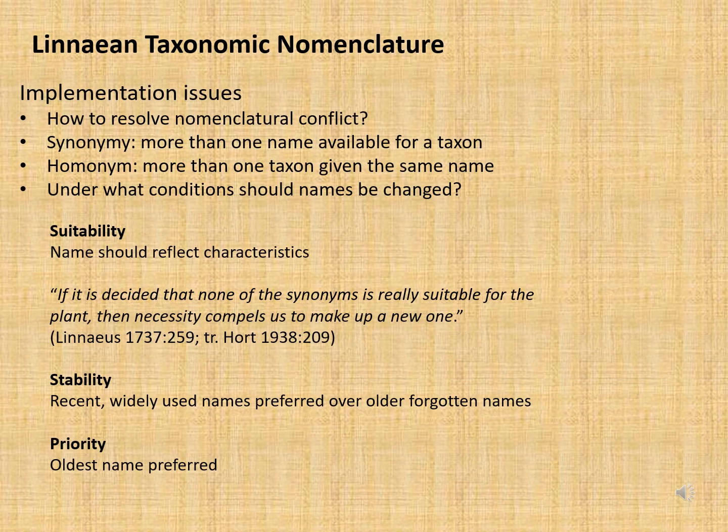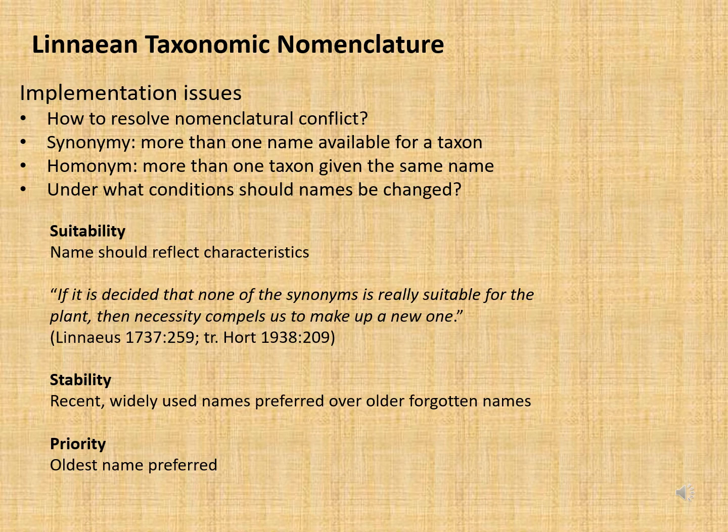But for all the positive aspects of the Linnaean system, there were still substantial implementation issues, the principal one being how to resolve nomenclatural conflict. These conflicts take two major forms: synonymy, more than one name available for a taxon, and homonymy, more than one taxon given the same name. Under what conditions should names be changed? Three major criteria were discussed as mechanisms of arbitration. They were suitability, stability, and priority.